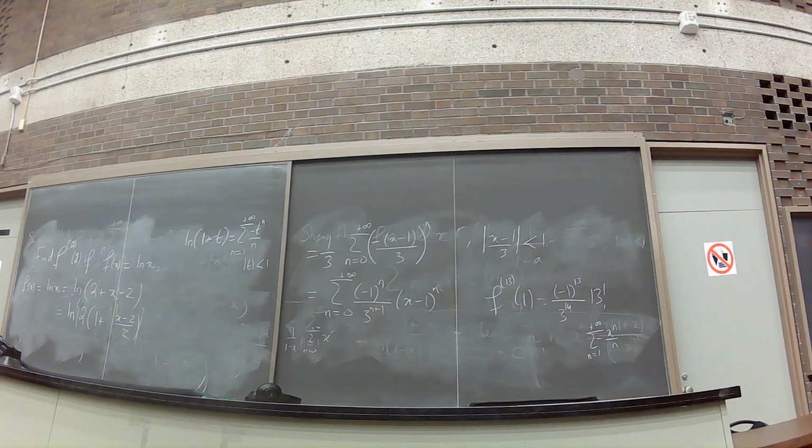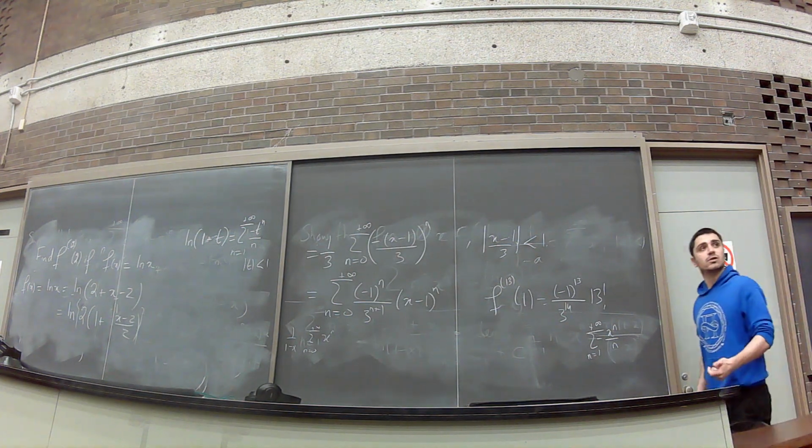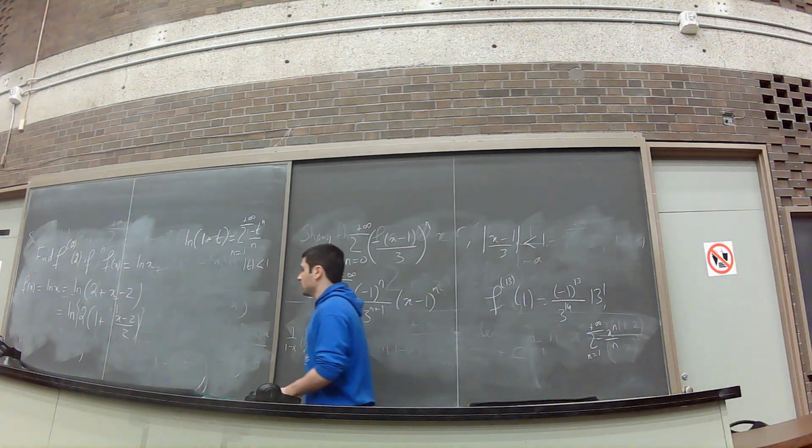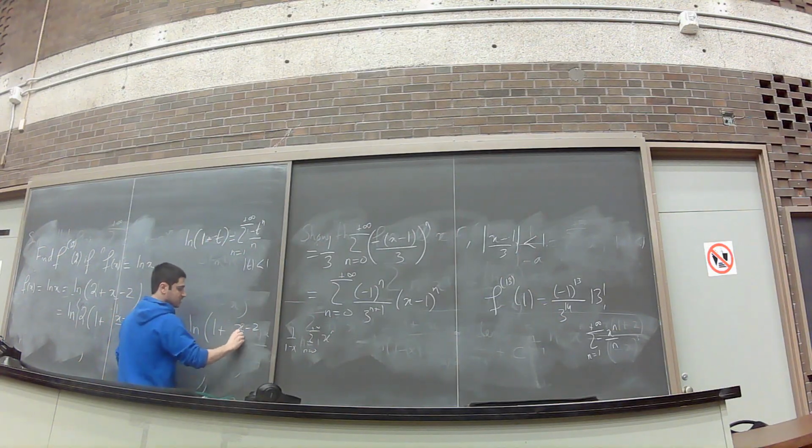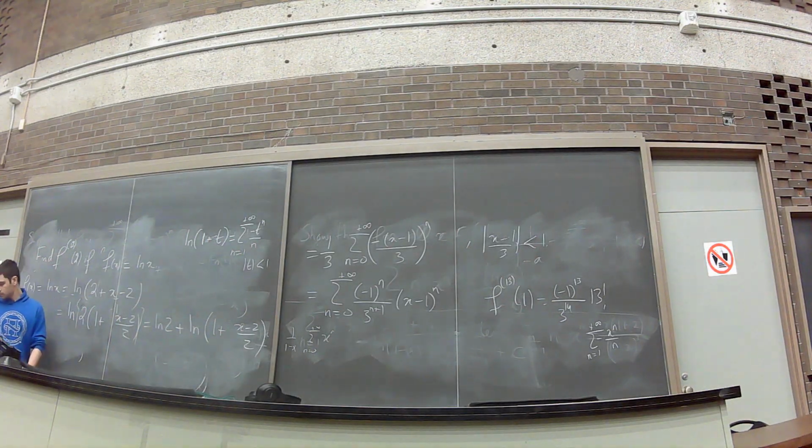Is that a problem or not? How can you deal with this term? The ln 2, the 2 is annoying, right? Because you cannot really apply your formula, but there's something easy that you can do if we remember our ln properties. We can split it up. Exactly. So ln of A times B, what is that equal to? It's ln A plus ln B. So I have my ln 2 here plus ln(1 + (x - 2)/2). Agreed?